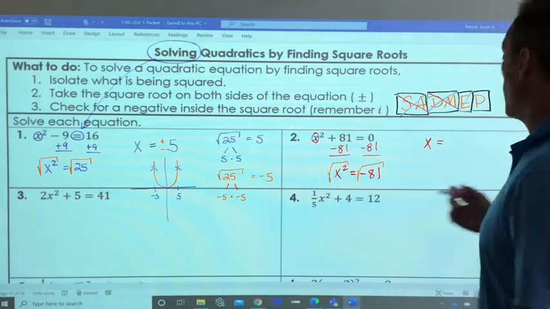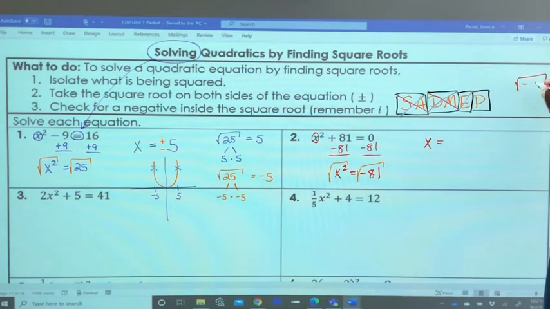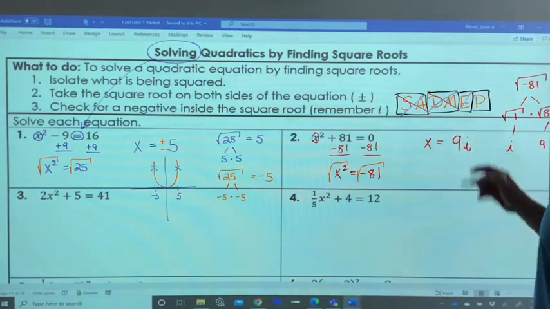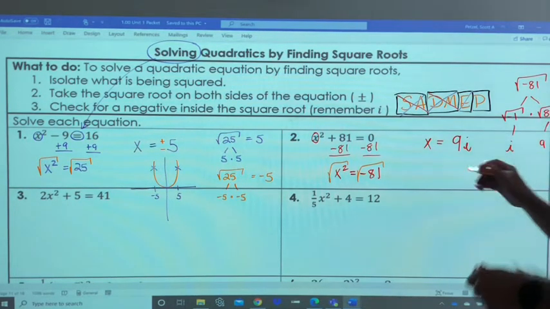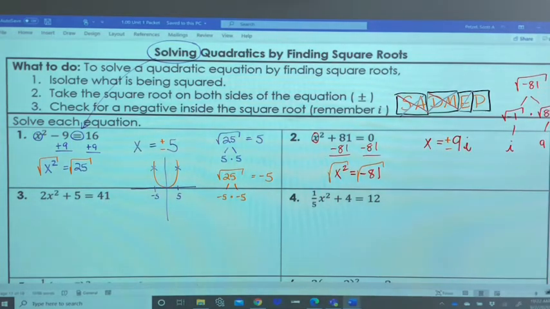The square root of negative 81. So let's do that over here to the side. We know that this comes out, and then we also have 81. Well, 81 can be 9 times 9, hence that's why it's 9. This is i. So the square root of negative 81 will be 9i. It doesn't matter that this is negative, okay? That negative comes out with the i.